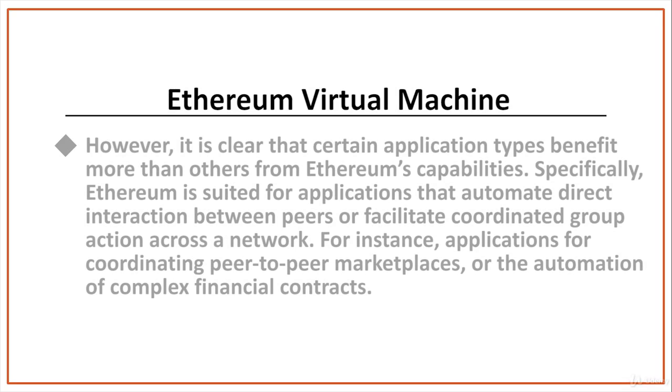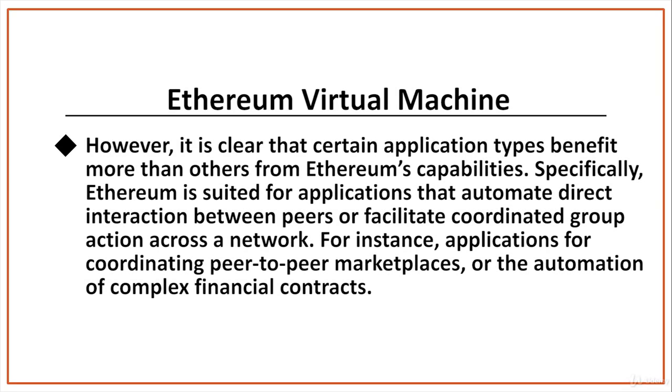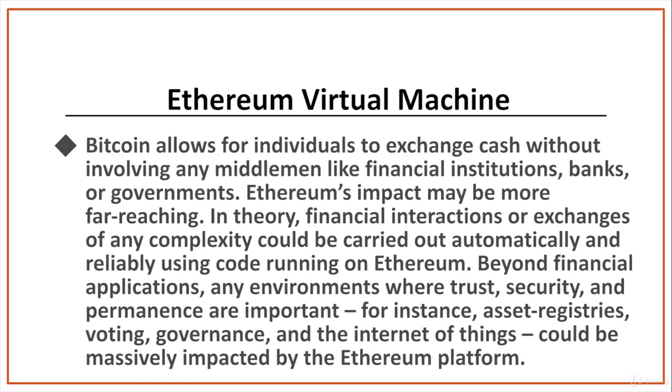However, it is clear that certain application types benefit more than others from Ethereum's capabilities. Specifically, Ethereum is suited for applications that automate direct interaction between peers and facilitate coordinated group action across a network. For example, applications for coordinating peer-to-peer marketplaces or the automation of complex financial contracts. Bitcoin allows individuals to exchange cash without involving any middleman like financial institutions, banks, or government. But Ethereum's impact may be more far-reaching.